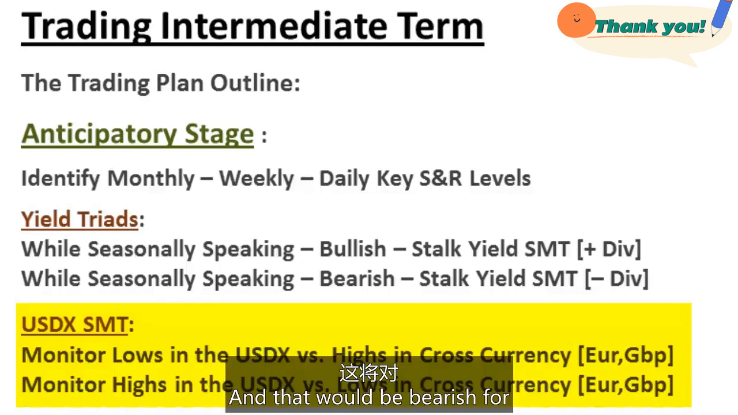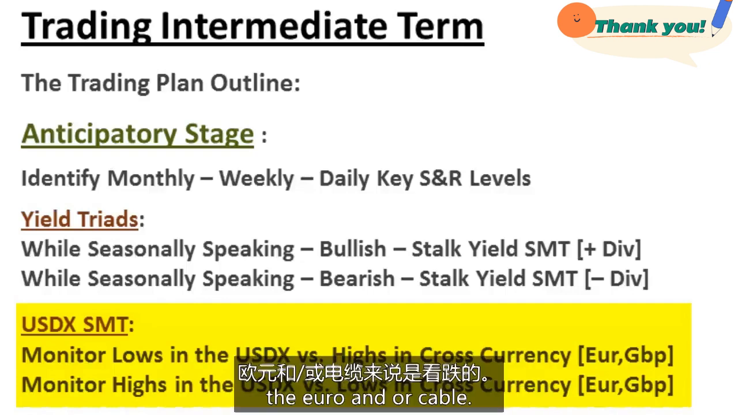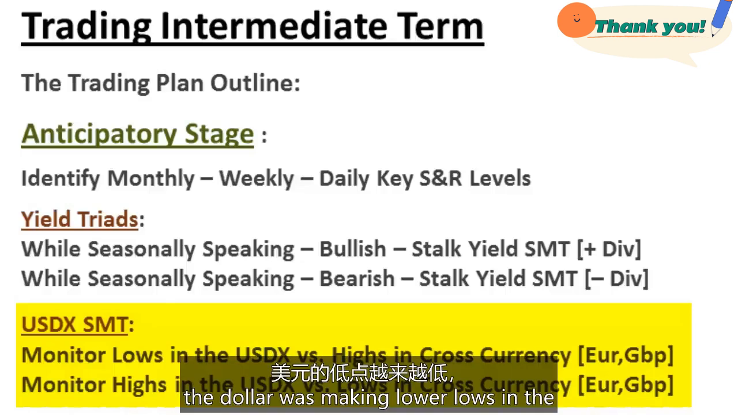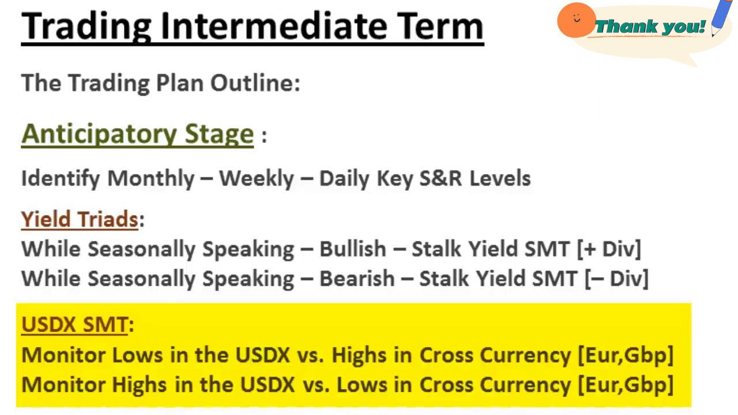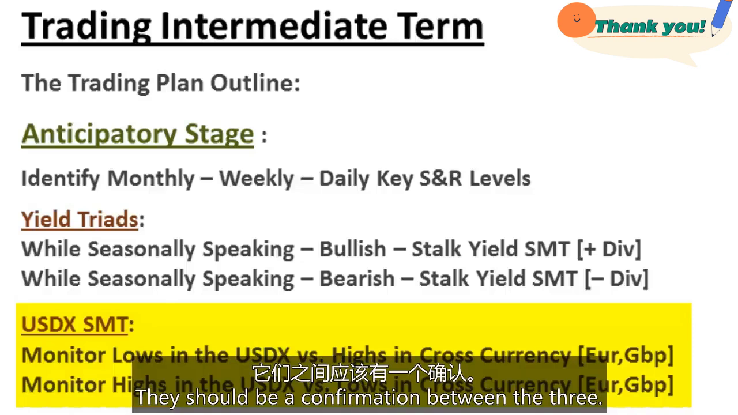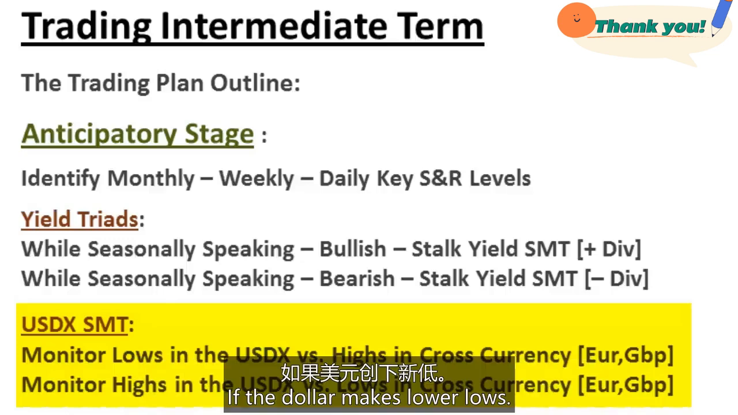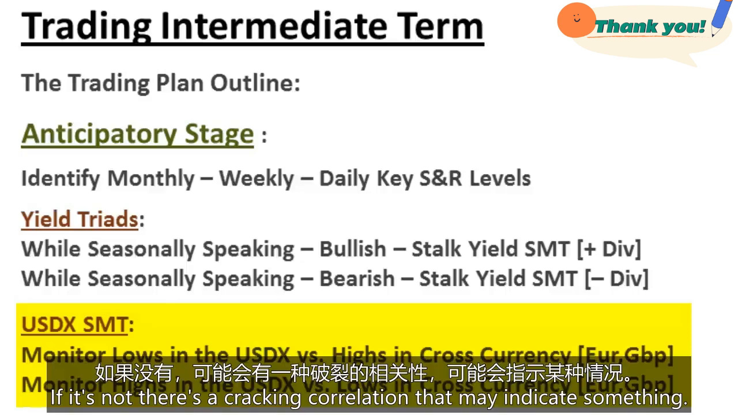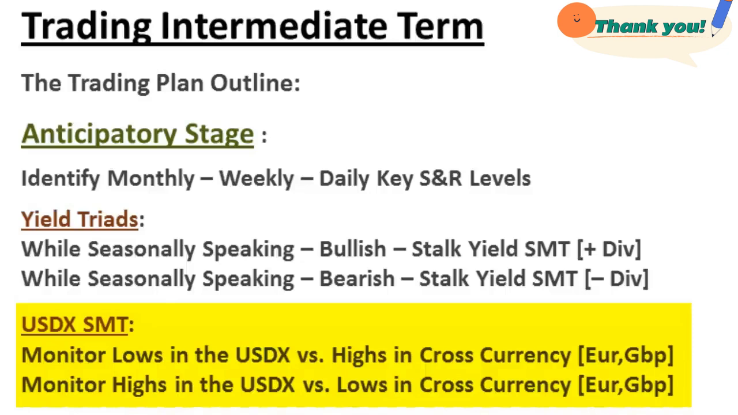Okay, and that would be bearish for the euro and or cable if the dollar was making lower lows and the euro or fiber, euro or cable was unwilling to go higher. That's weakness. There should be confirmation between the three. If the dollar makes lower lows, that should be seen with higher highs with the fiber and cable. If there's not, there's a crack in correlation that may indicate something.